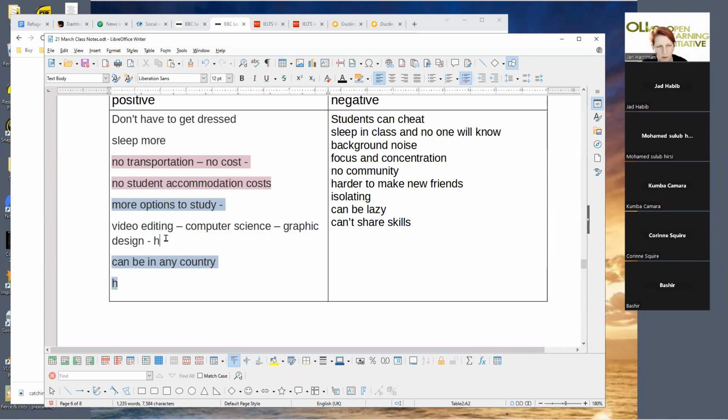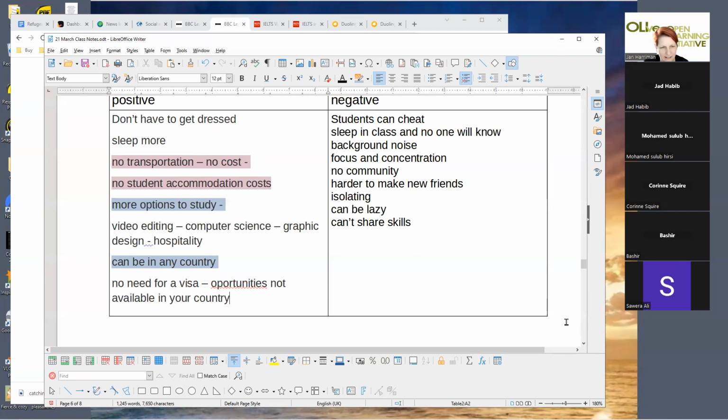So you don't want a whole laundry list. Okay. But it's good to have a lot. It's good to have some. So how about can be in any country? No need for a visa. Opportunities not available in your country. Great. So that follows through on options to study.